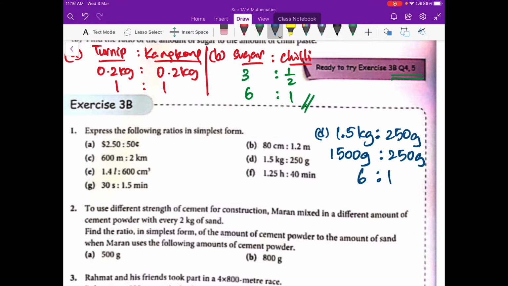So this is the other thing you need to take note of if you are using this particular method. When you end up with a whole number, no more fraction, and I don't know what is numerator, what is denominator, then you just remind yourself, it's a whole number. The value of the whole number is the numerator. The denominator is just 1. Okay, so 6 to 1. Part D done. And now part E.